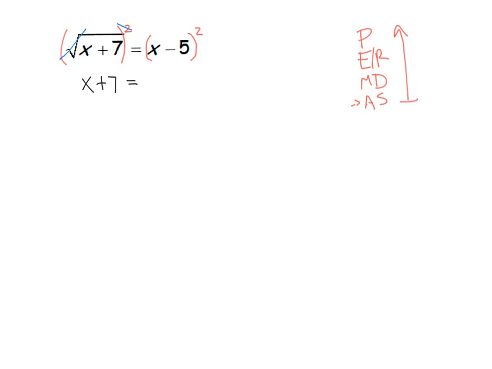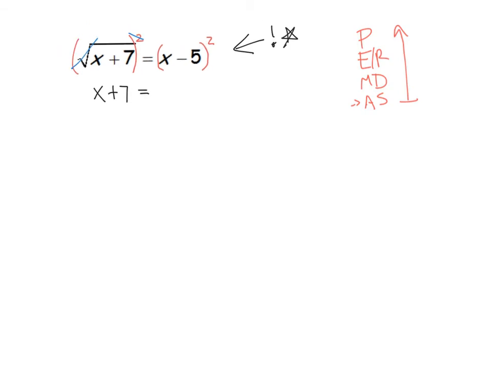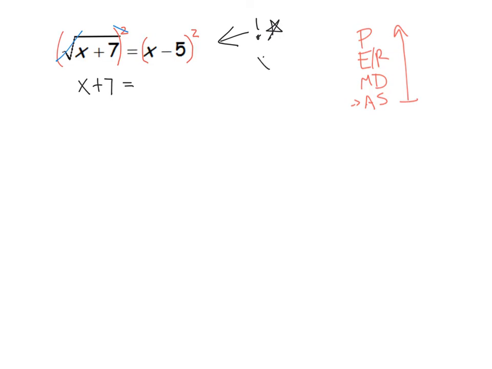Now, it is so important that you remember, okay, that's how important it is. It gets an exclamation mark and a star. Do not tell me that x minus 5 squared is x squared minus 25. That is not true.